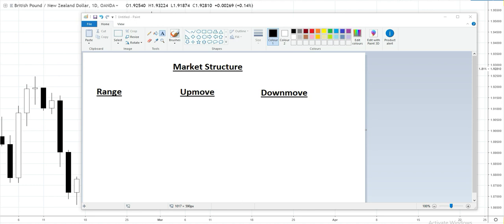Today I'll be sharing one simple method for new traders to spot the market structure in the chart. We will categorize it into three kinds of movement: either the price will go into a range, an up move, or a down move. Let me illustrate how it looks in this pane.